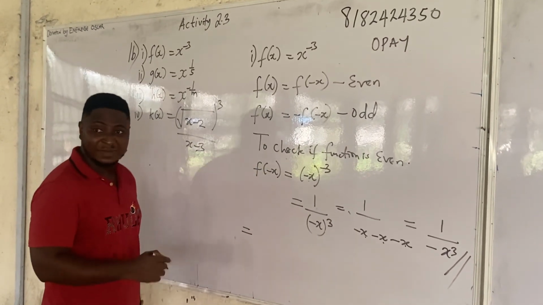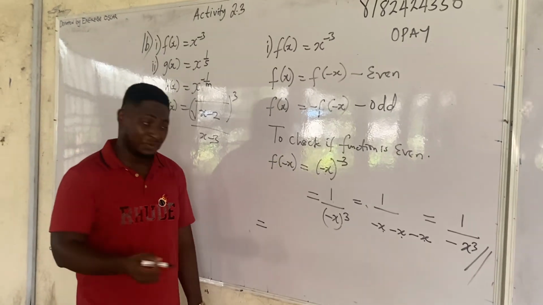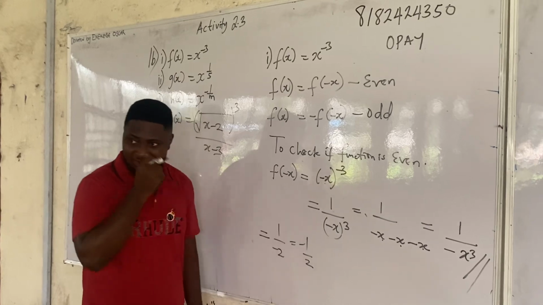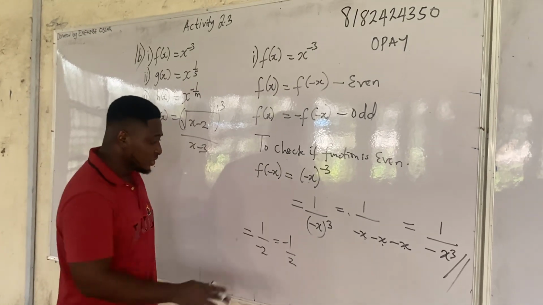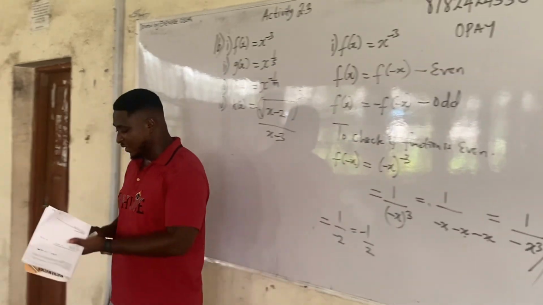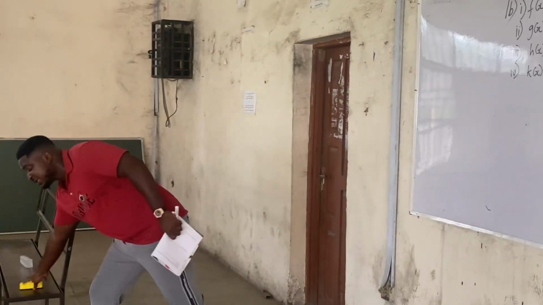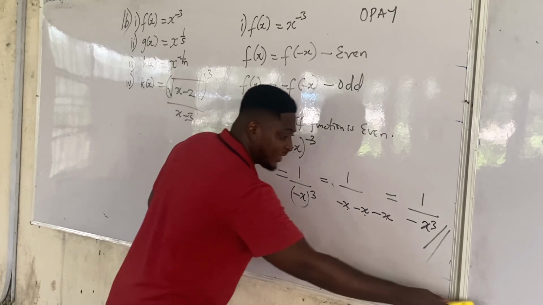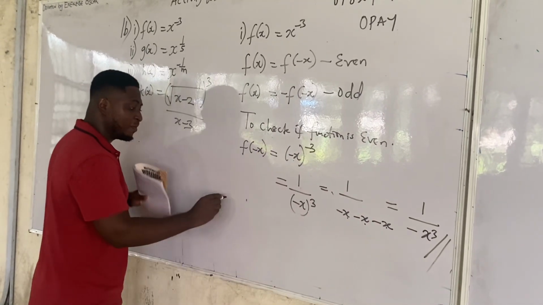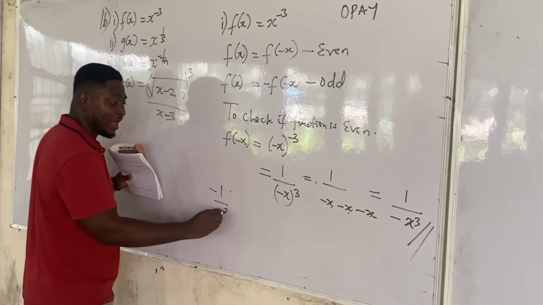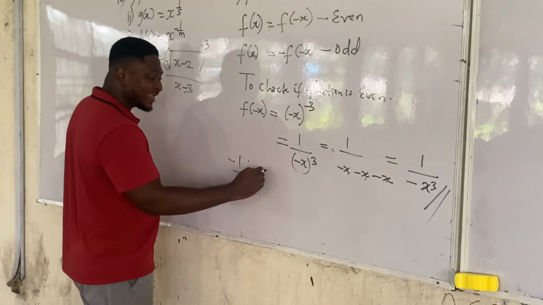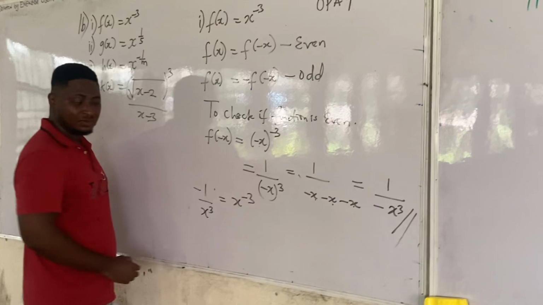If your denominator has a minus, that minus down can still go up. Class, 1 over minus 2 is the same thing as minus 1 over 2. For fractions, 1 over minus 2 is the same thing as minus 1 over 2. So it means that 1 over minus x raised to power 3 is the same thing as minus 1 over x raised to power 3, right? Now, if x raised to power 3 comes up, it becomes x raised to power minus 3, right?